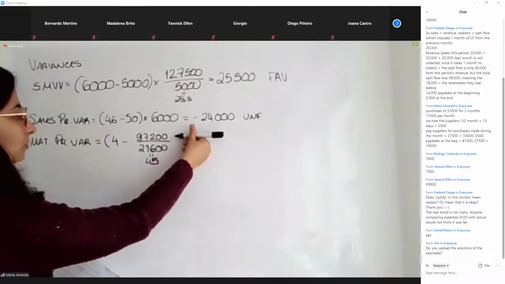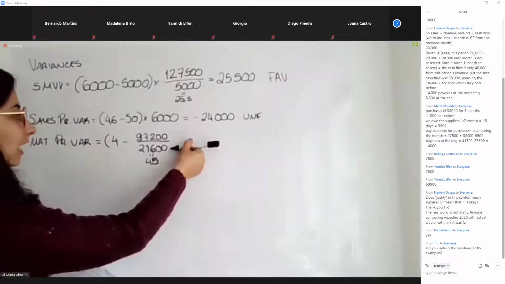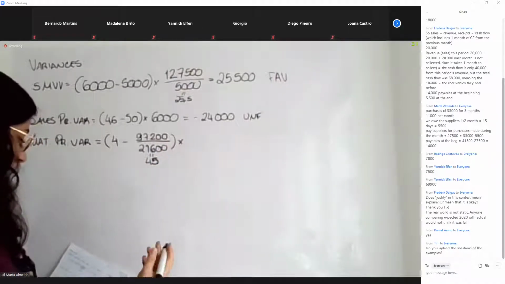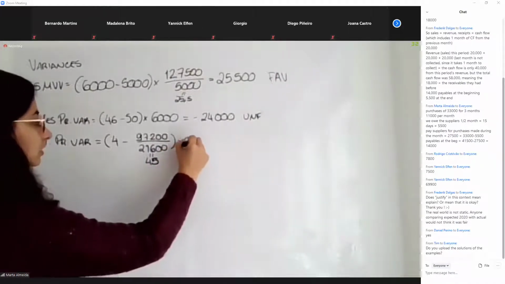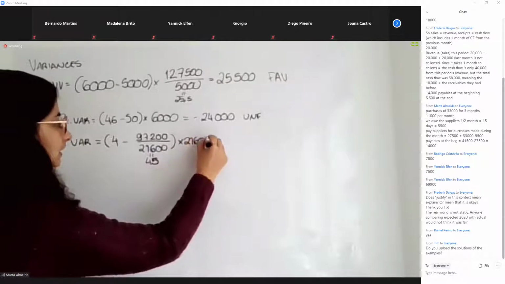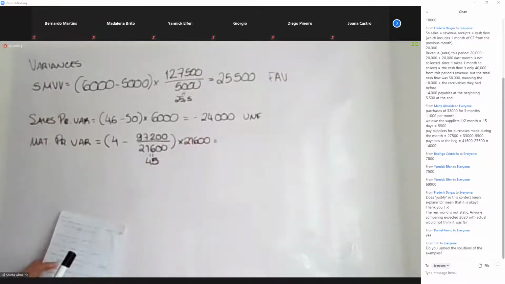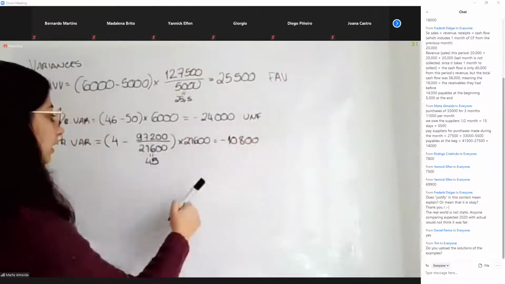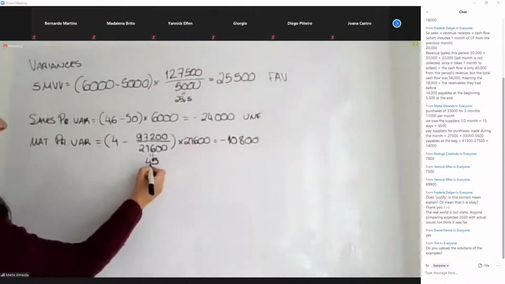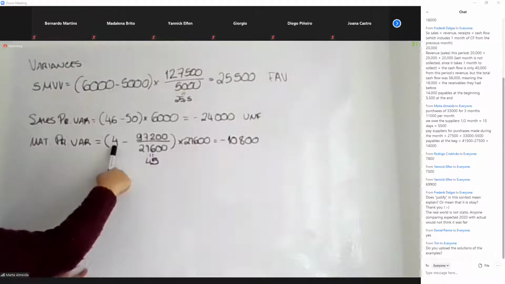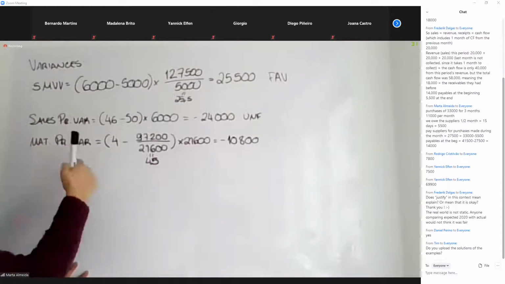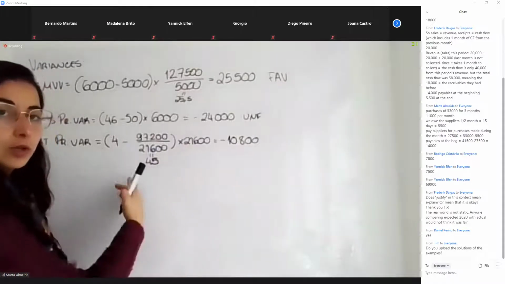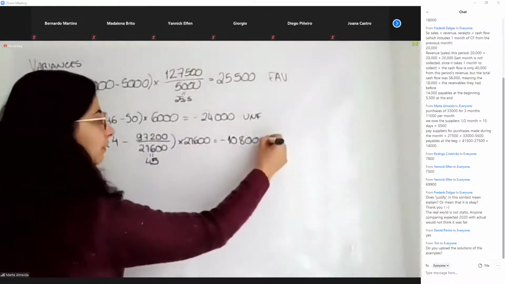The amount in pounds times the total meters that were actually used. We will multiply this by the actual volume of materials, which was 21,600. So this gives us minus 10,800, and it is obviously negative because we had budgeted for £4 and we actually paid 4.5 pounds. So we paid more than what we expected. That is unfavorable.